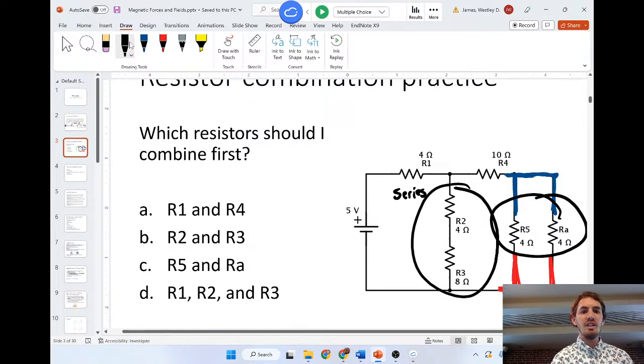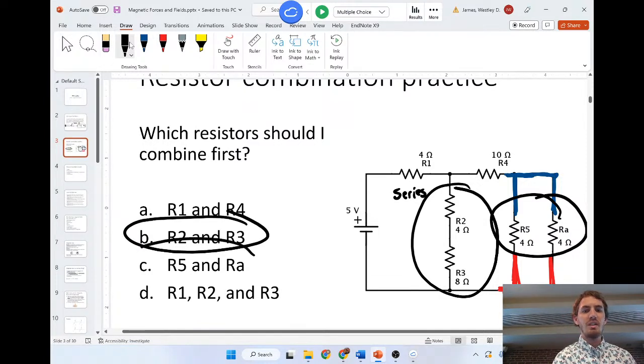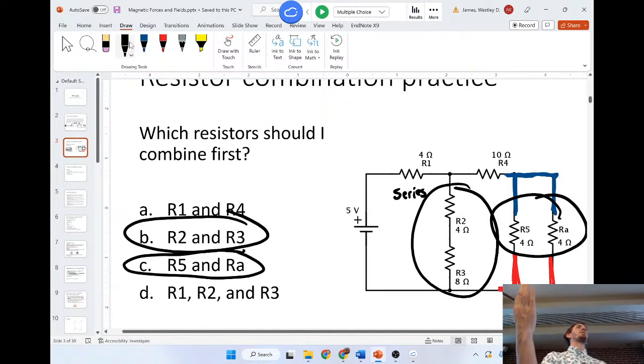So what's the right answer? You could have picked that or that. You can combine either one first. Then do the other one second. It doesn't matter the order. So this one you have a choice of which you combine first. And then you would go from there, do the same process.